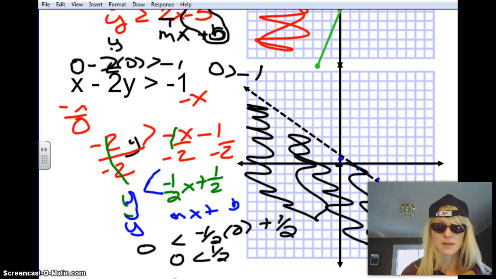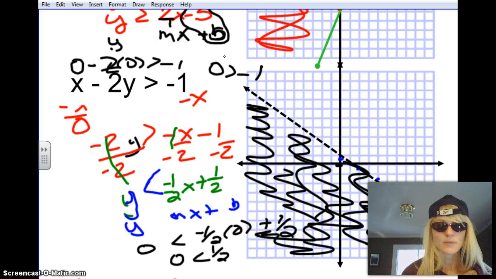Hopefully my head's not in the way here. If it is, I'm coloring on it. Okay. All right, and so do the points on this line, are they true? No, it's dashed, so only the points below it.